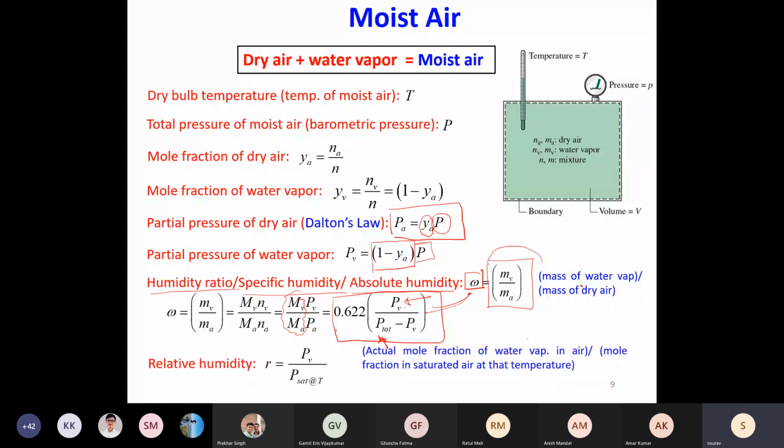And the last terminology that we are going to frequently use is the relative humidity, which I have already explained. The definition is in terms of mole fraction: the actual mole fraction of water vapor in air divided by the mole fraction if the air is saturated at that particular temperature. So mole fraction is ultimately the ratio of pressures.